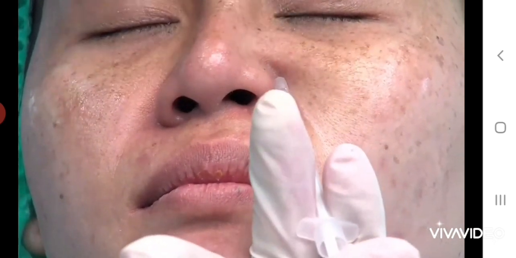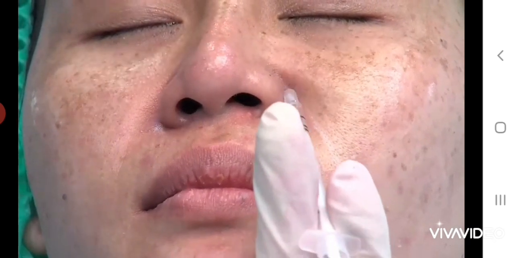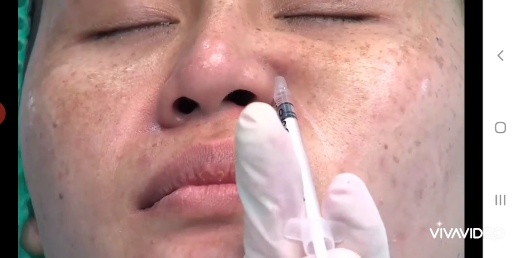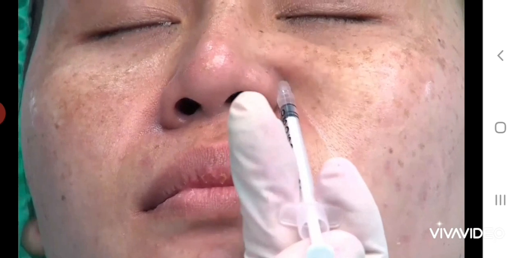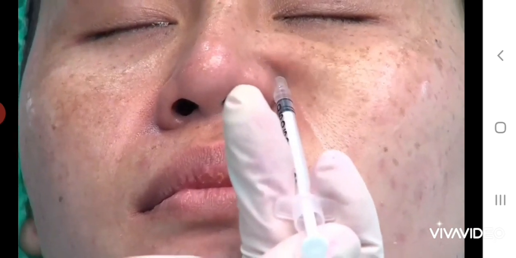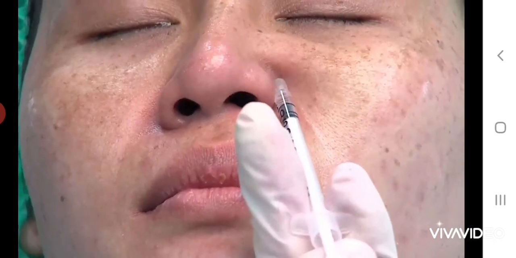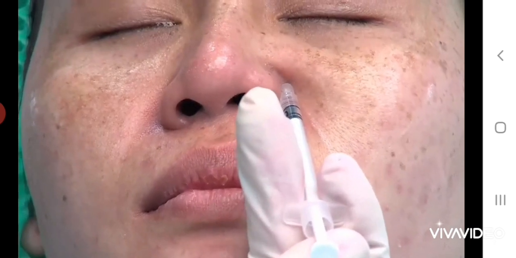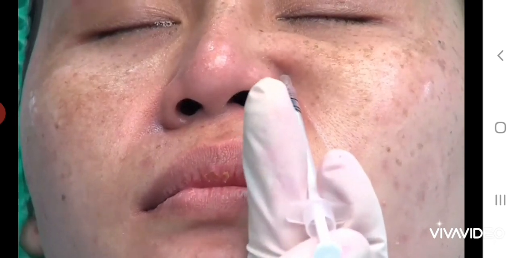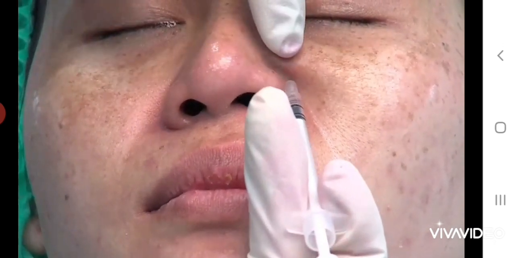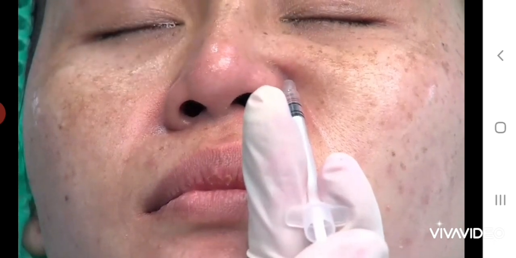Here, did you see that we inject with too much strength here? We push the side link to make the needle hit the muscle, and inject and withdraw.